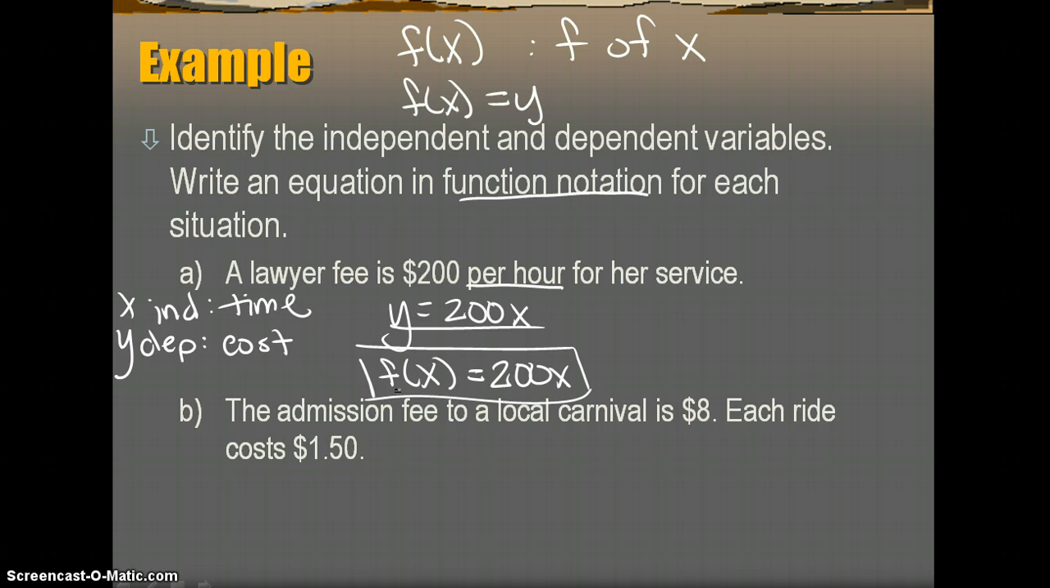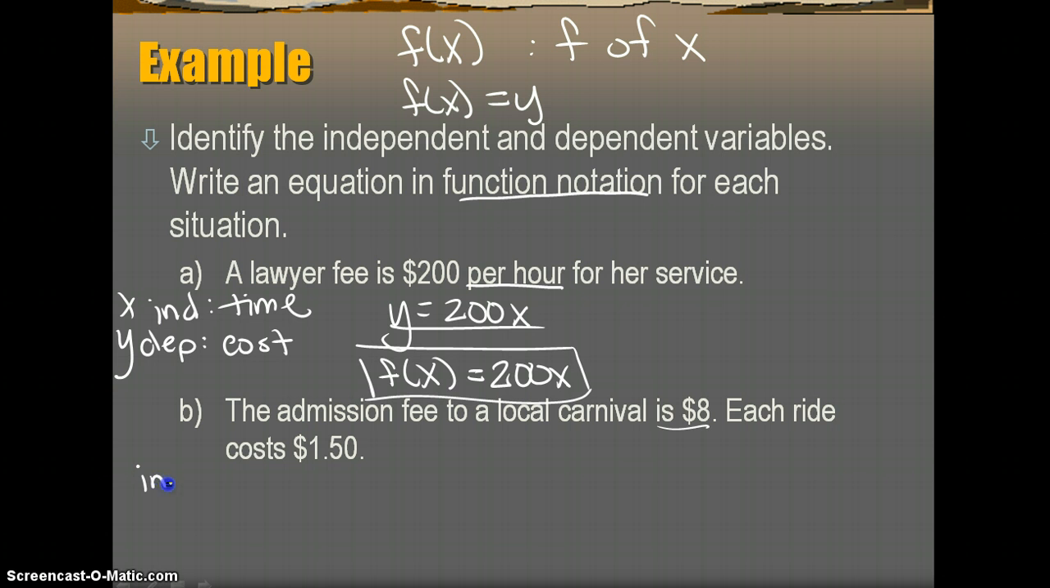So for the second one, the admission fee to a local carnival is $8. Each ride costs $1.50. Now the key to this is that you have two separate fees. So when you're trying to figure out the independent from the dependent variable, you've got to think about more than just the basics of a time and a cost type situation. Now, when we're talking about an admission fee, it's pretty easy to understand that that's a one-time fee. They're not going to charge you an admission fee every single time you try to go on another ride. Therefore, it's the ride that's going to really affect the cost in the end.